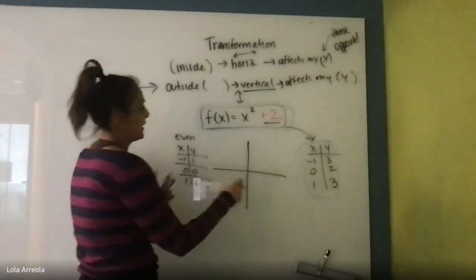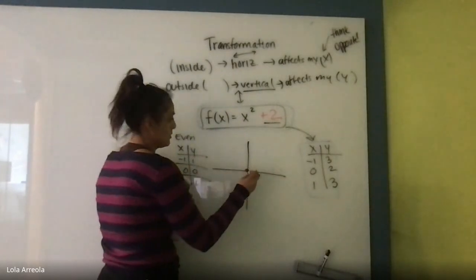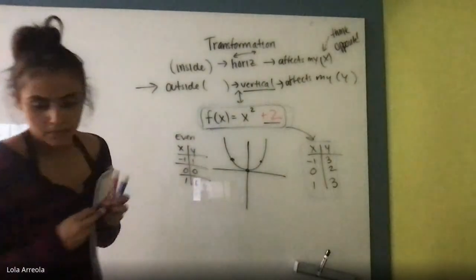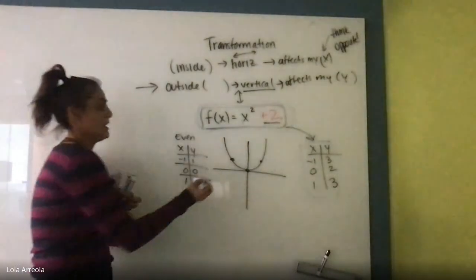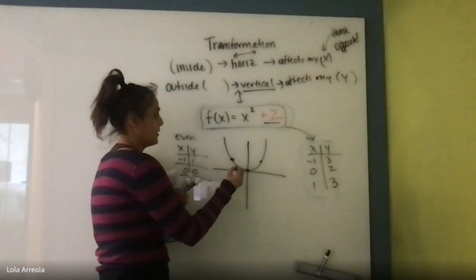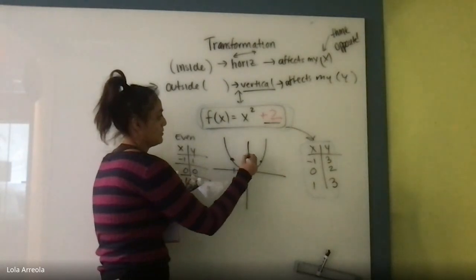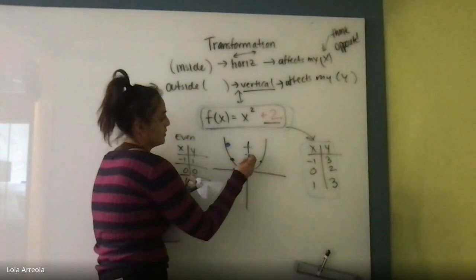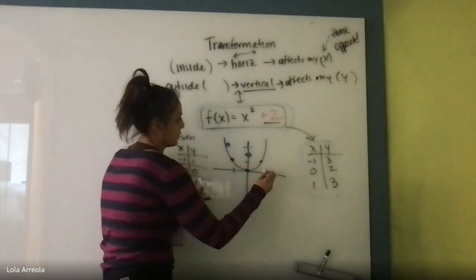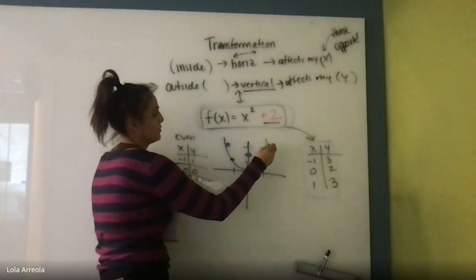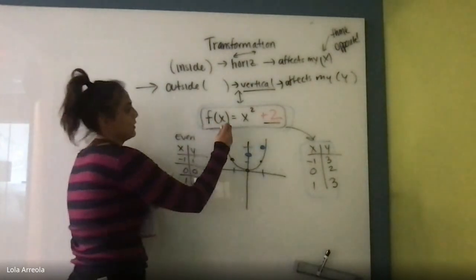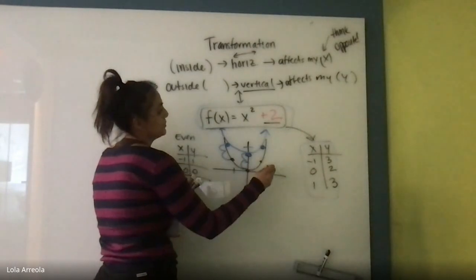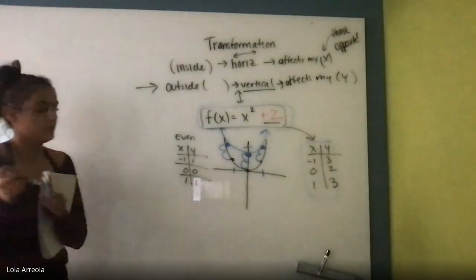So I'll graph this one in black and that one in blue. This one is 0, 0, negative 1, 1, 1, 1. That blue guy is negative 1, 3. So negative 1, 1, 2, 3. 0, 2, 0, 1, 2, and 1, 3. 1, 1, 2, 3. So now this is my new graph. You can see the shift up 2 from each of these points.